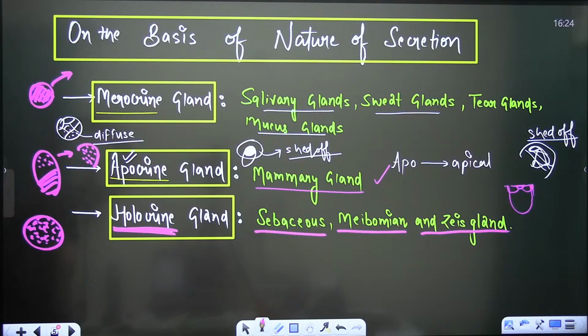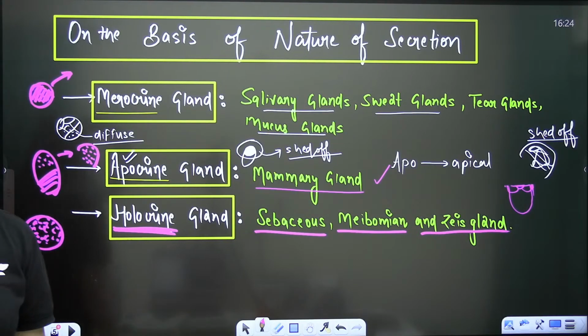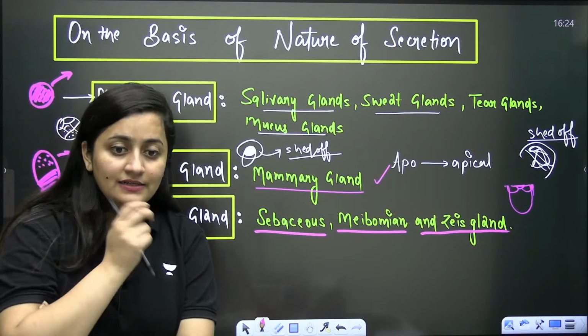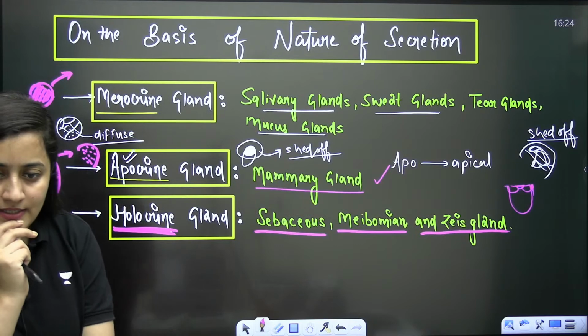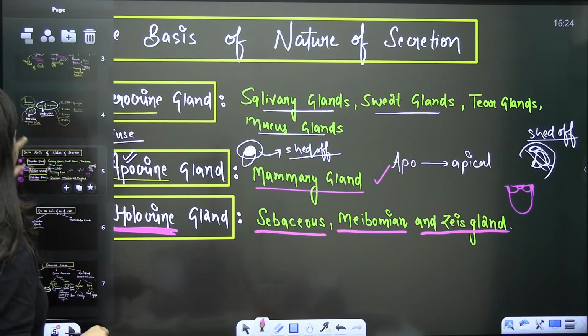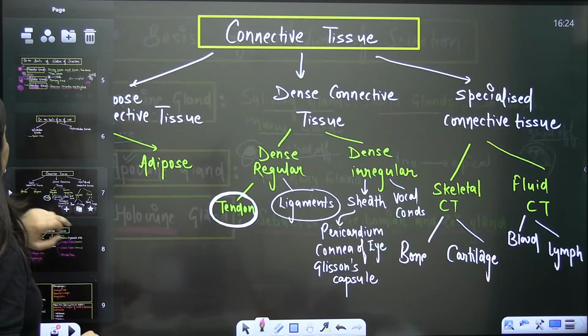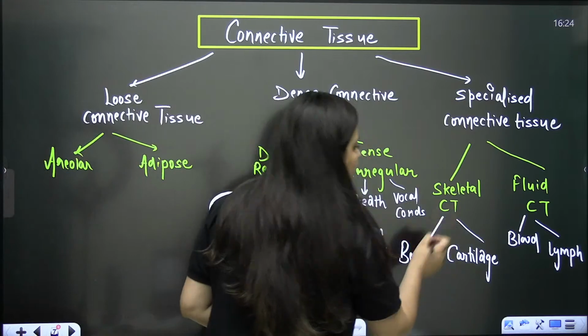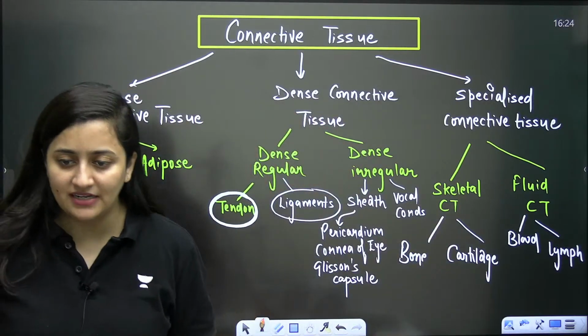Any doubt here? The next that we need to start is connective tissue. So tell me if there is any doubt. Sure? So this is all about the glands. You know that they can be unicellular and they can be multicellular as well.